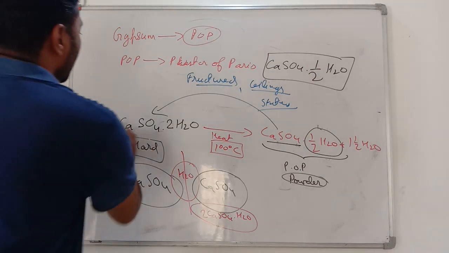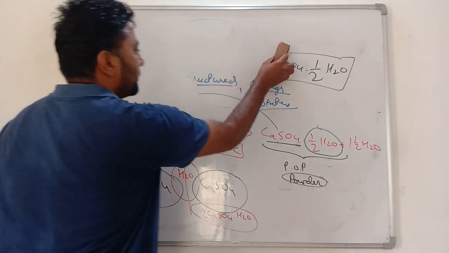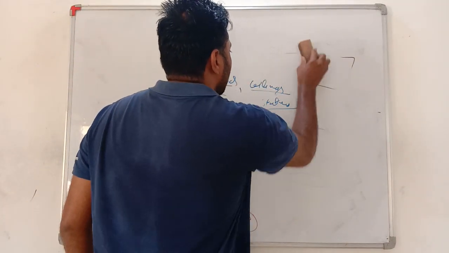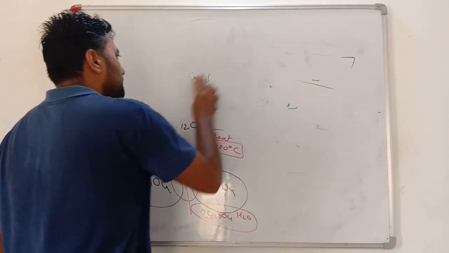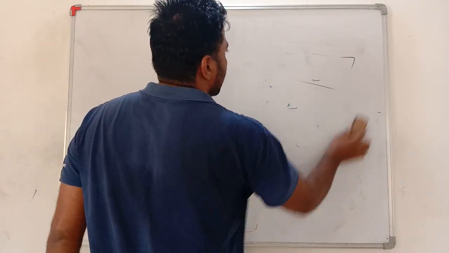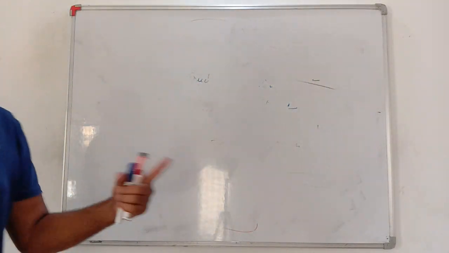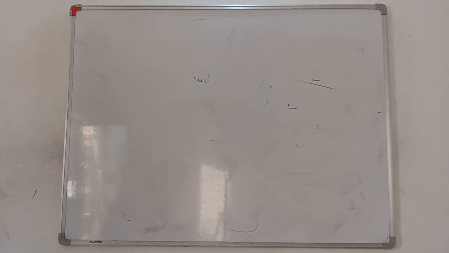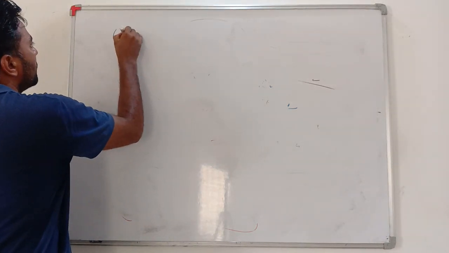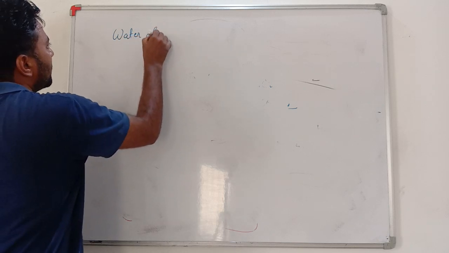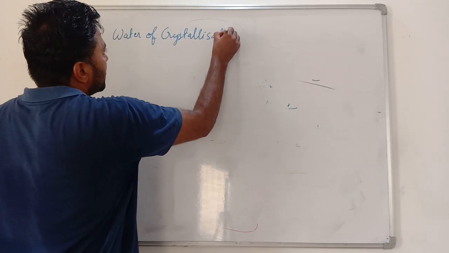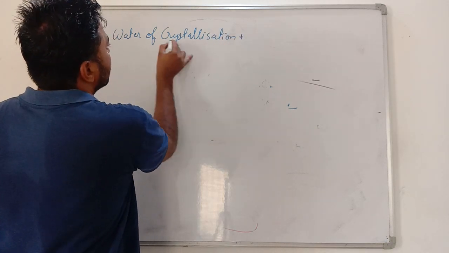See my dear student, now a very important thing is water of crystallization. What is this water of crystallization? See my dear students, FeSO4·7H2O, CaSO4·2H2O, CuSO4·5H2O. Very important. Now we need to know what is water of crystallization.